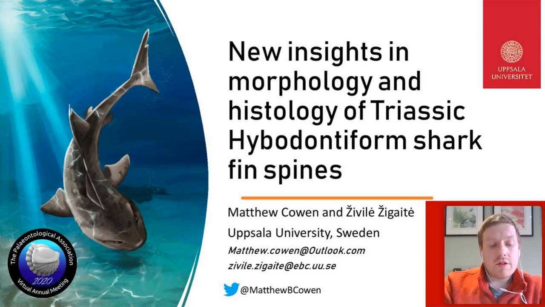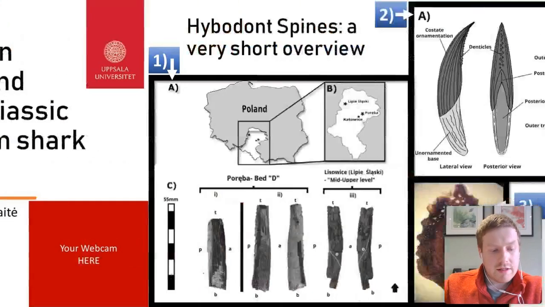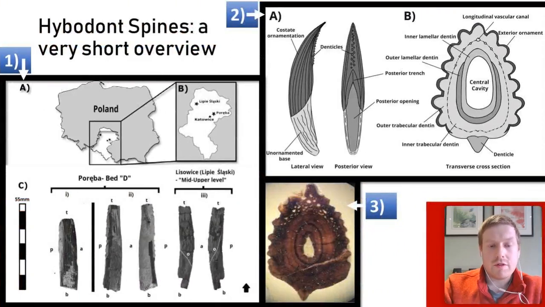Hybodontiform or hybodont sharks are a major clade of elasmobranchs from the Devonian through to the early Cenozoic, and they're distinguished by their conical teeth and, relevantly for today, their pair of dentinous dorsal fin spines. So this study began with three dorsal fin spines from the Triassic of southwest Poland, from the Keuper bed strata of the Poręba and Lisowice localities.